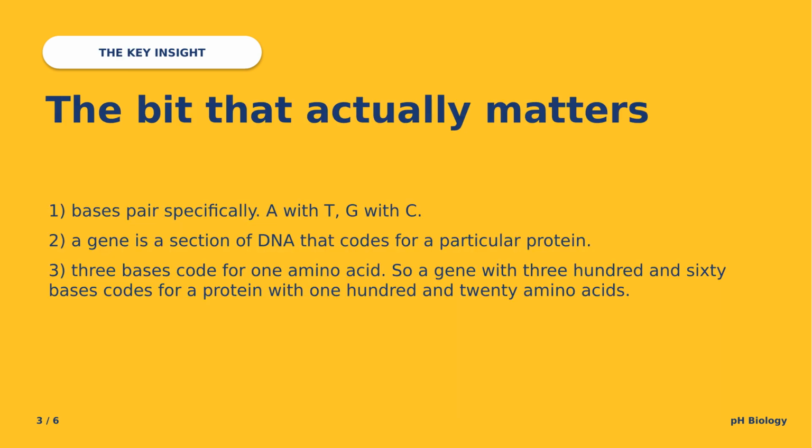Three things. 1. Bases pair specifically, A with T, G with C. 2. A gene is a section of DNA that codes for a particular protein. 3. Three bases code for one amino acid. So a gene with 360 bases codes for a protein with 120 amino acids.